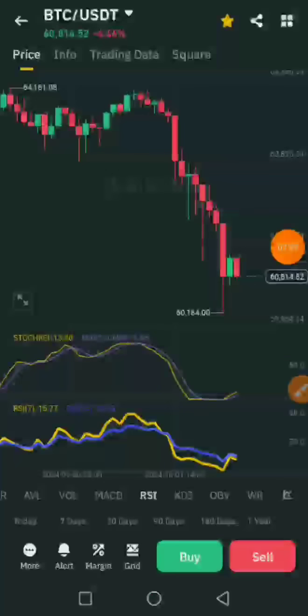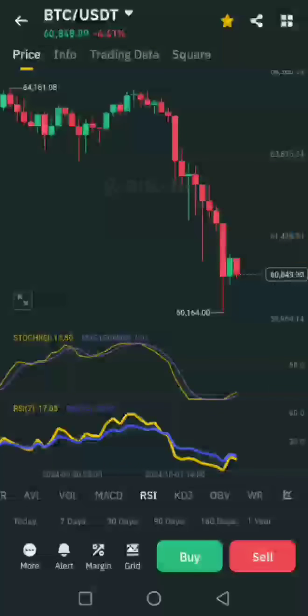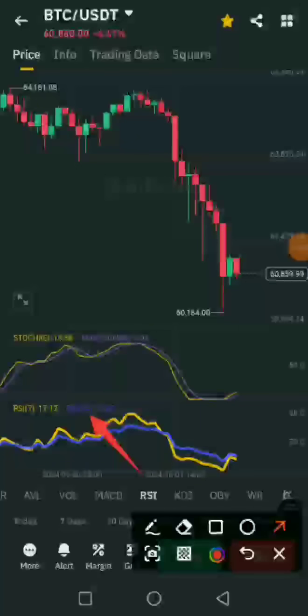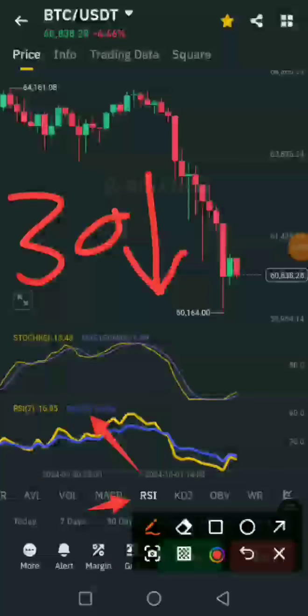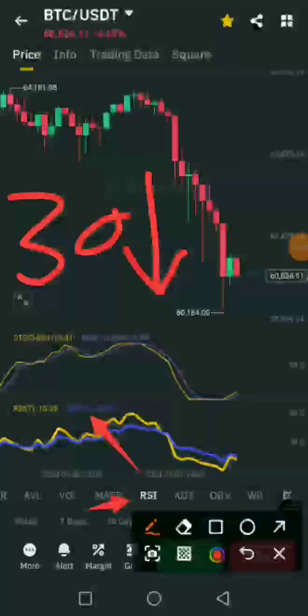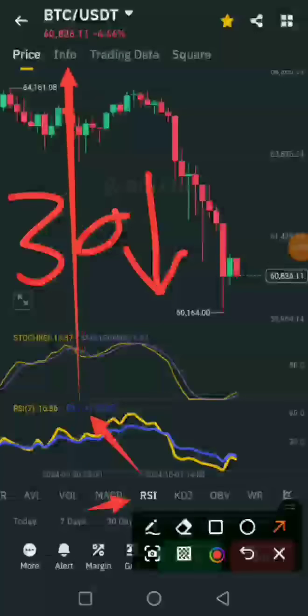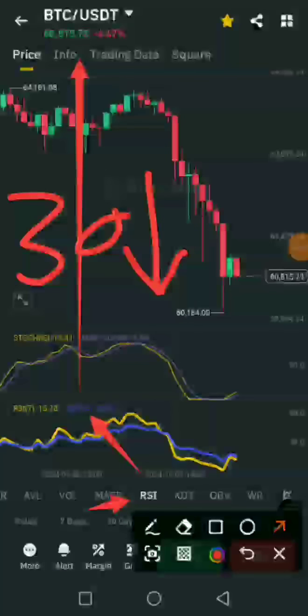Now, the normal RSI has a value of 0 to 100. It is agreed that if the RSI value, the normal RSI, shows 30 and below, it means that the market is oversold. Oversold means that the sellers of that asset, in this case BTC, have sold a significant amount of this BTC, making it become rampant and available in the market.